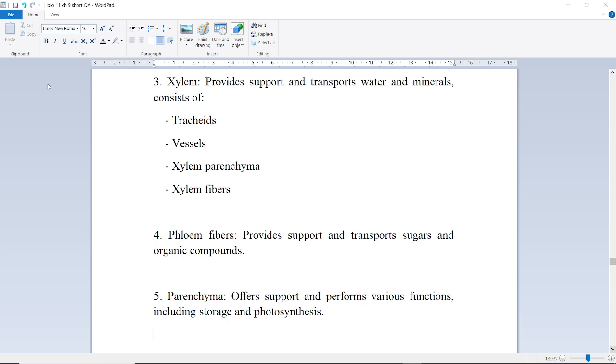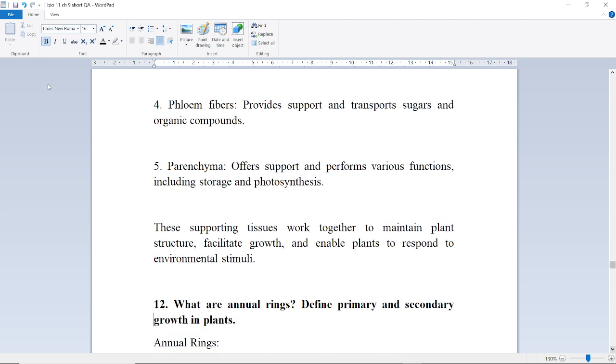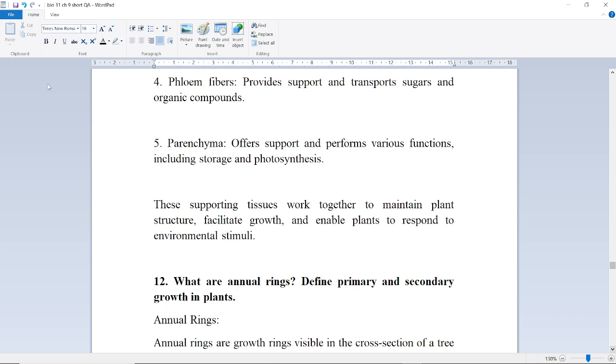Next is phloem fibers, which provide support and transport sugar and organic compounds. Next is parenchyma, which offers support and performs various functions including storage and photosynthesis. These supporting tissues work together to maintain plant structure, facilitate growth, and enable plants to respond to environmental stimuli.